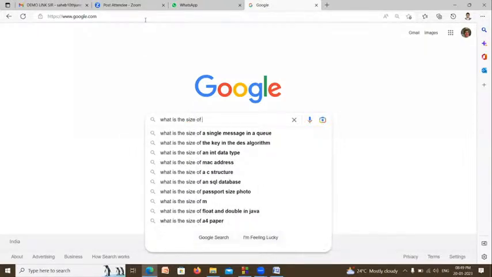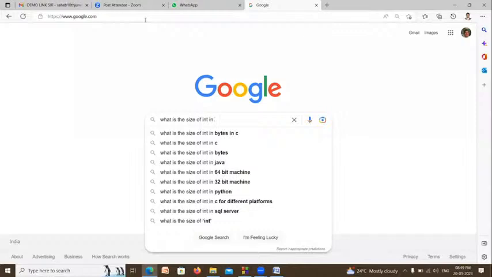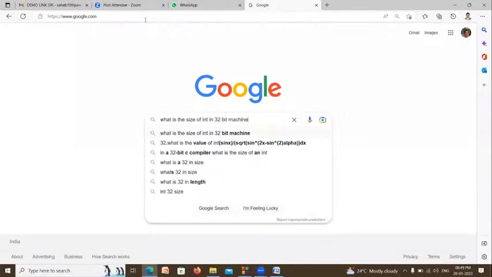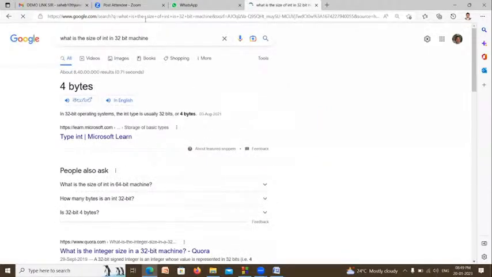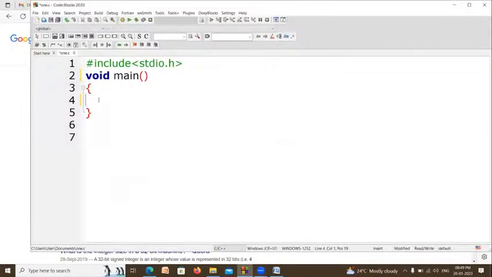What is the size of integer in a 32-bit machine? 4 bytes. No, actually, it's 2 bytes. Why? Because I will tell you. I will test you in C language. Okay, right?